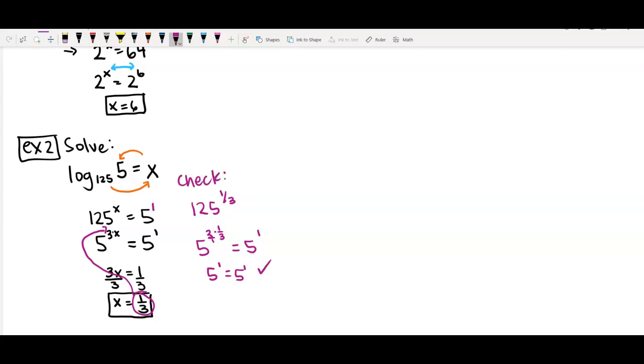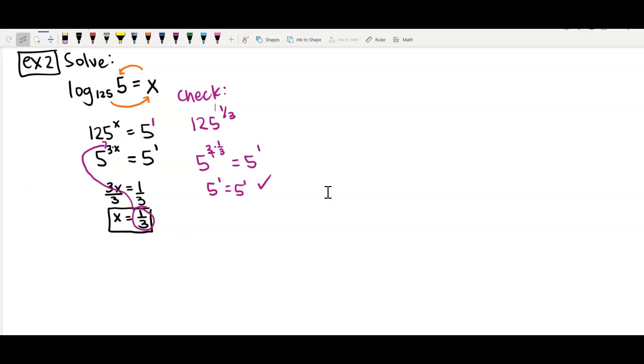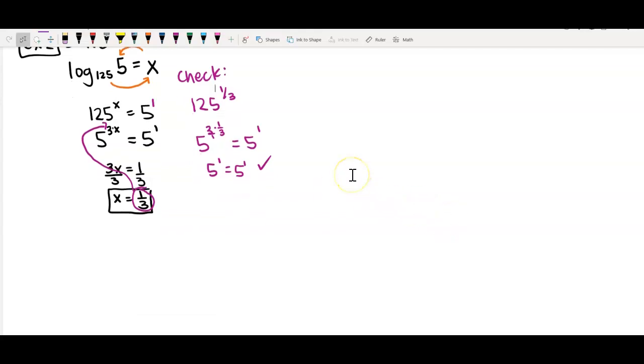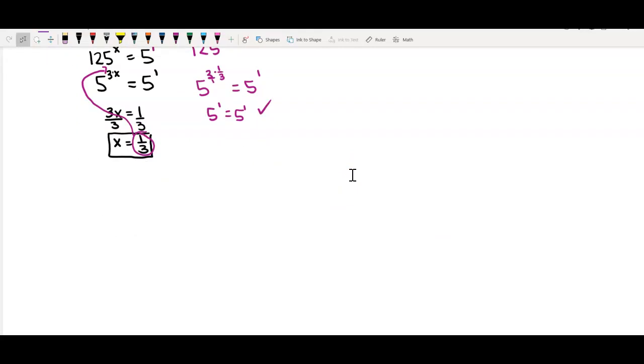Any questions on those first 2 examples that I can help with? Everybody seeing where we're putting the numbers, and why we're putting the numbers where we are? Okay, let's do example 3.